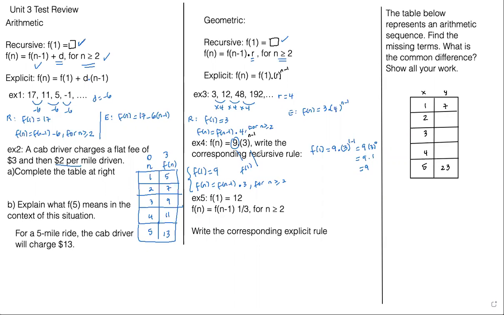Now, example 5, it says f of 1 equals 12, and f of n equals f of n minus 1 multiplied by 1/3, for n greater than or equal to 2. So then it says write the corresponding explicit rule. So explicit rule says f of n, remember this is geometric, right? Because we're multiplying. And this is explicit for geometric. So you're going to say f of n equals f of 1, the first term, which is 12, and then multiply by the common ratio, which is 1/3, to the what? To the n minus 1.